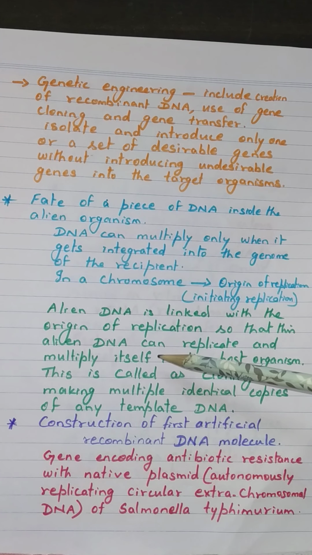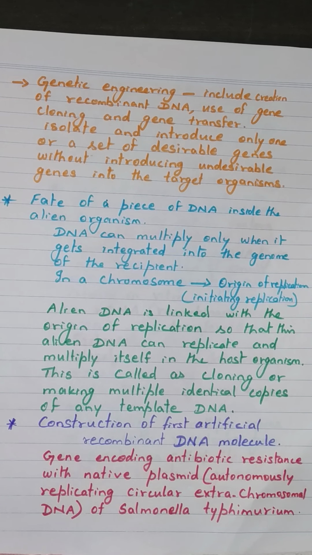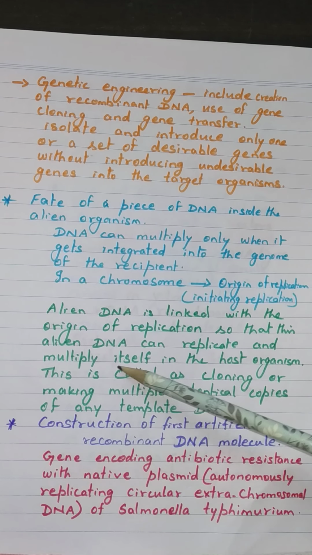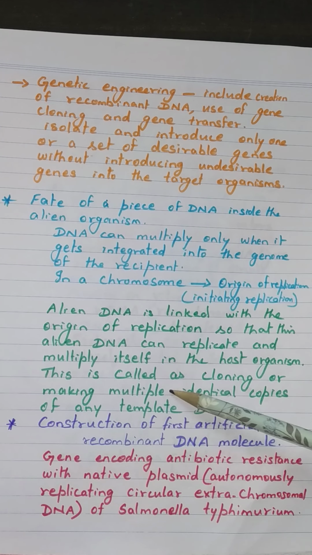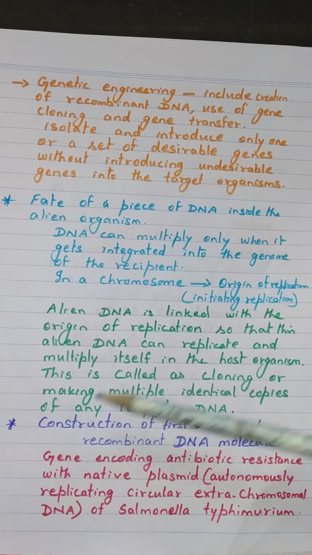And then this alien DNA is linked with the origin of replication. So the desirable DNA is linked with the origin of replication of the host, so that this alien DNA can replicate and multiply itself in the host organism. And this process is called cloning, or making multiple identical copies of any template DNA.